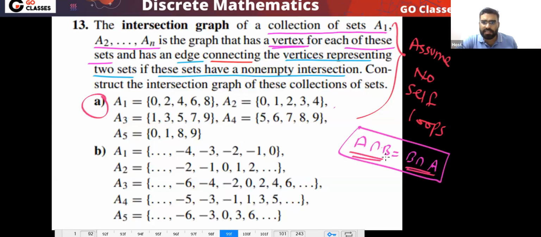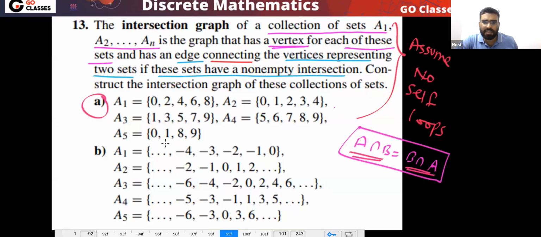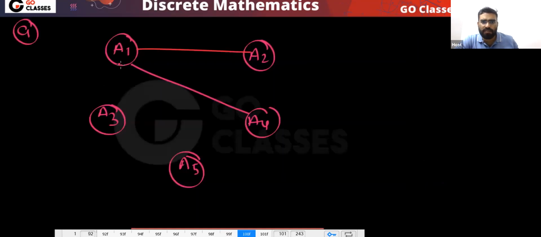Because A intersection B is the same as B intersection A. Tell me, A1 and A3, will they have any edge? No, they are disjoint. A1 A4, they are not disjoint. Next, A1 A5, they are not disjoint. Next, what about A2?